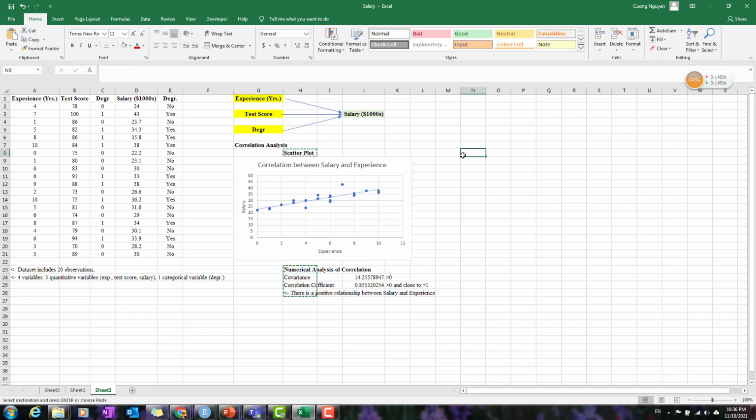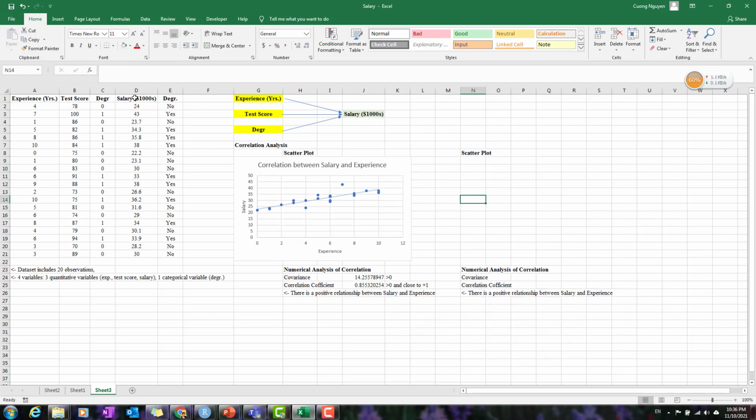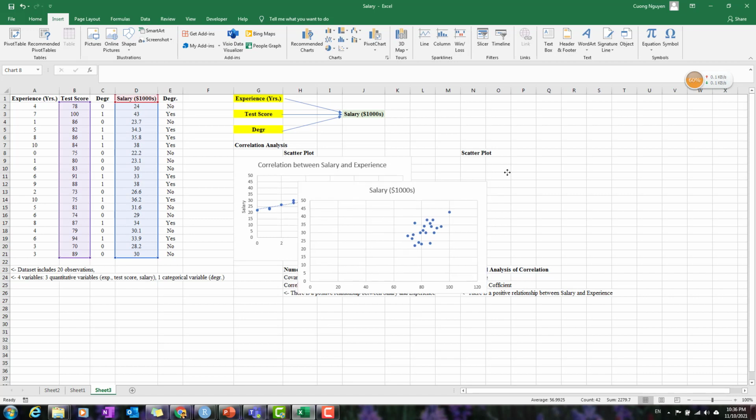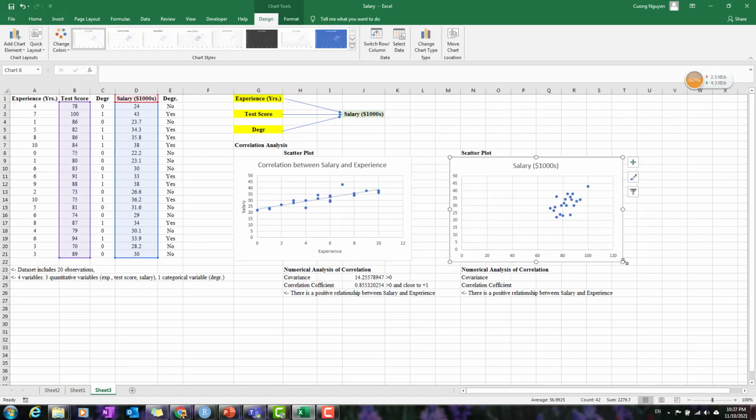Yeah, and I can do the same thing. I can collect another set of pairs of the salaries and also the test score, and do the analysis the same way. I do it for the scatter plot, very quickly for you to see.